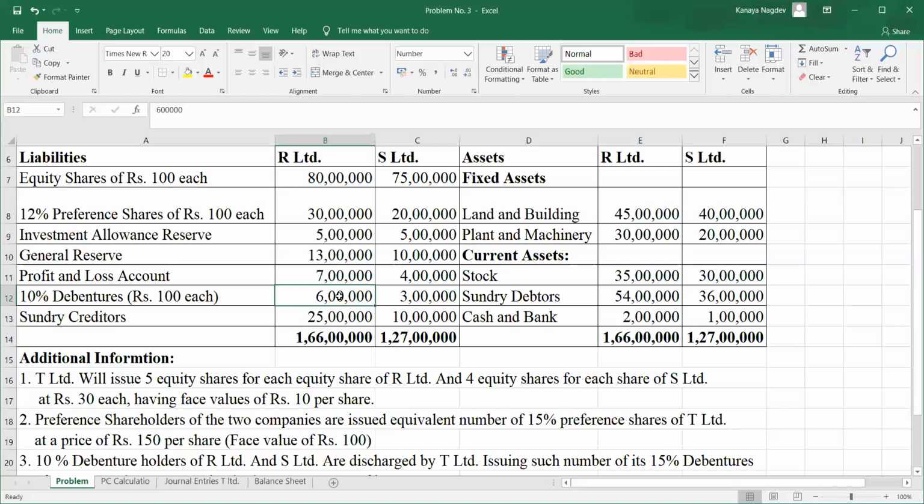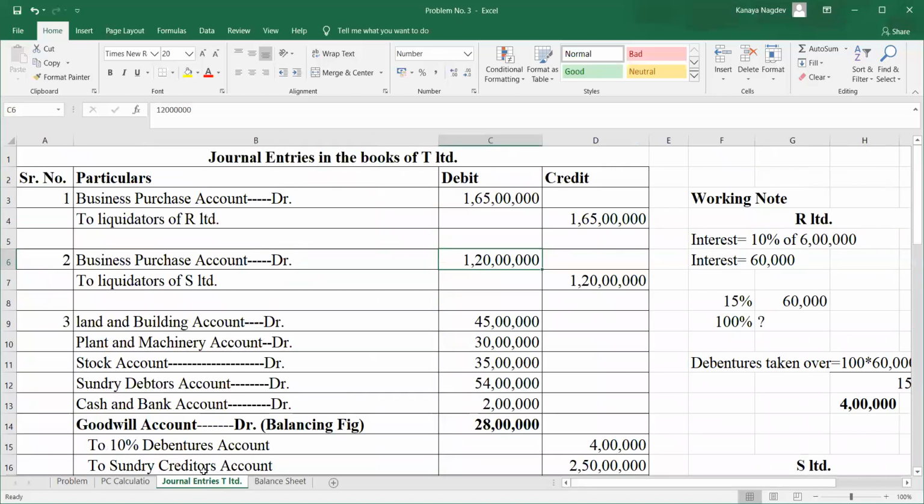First, we will see at what amount the debentures are to be taken over. You can see here the calculation, I have done this in the working note part. You can see interest at 10%, what interest R Limited used to pay, 6 lakh into 10%, that is 60,000, is the amount of interest paid by R Limited. Now T Limited wants to pay the same amount of interest, that is 60,000, but they want the interest percentage to be 15%. So now hereafter in the books of T Limited, this 15% should be equal to 60,000 only. They don't want to increase the amount of interest.